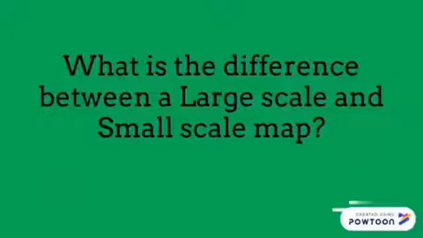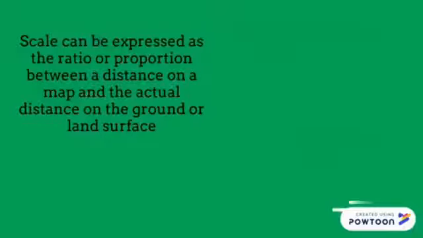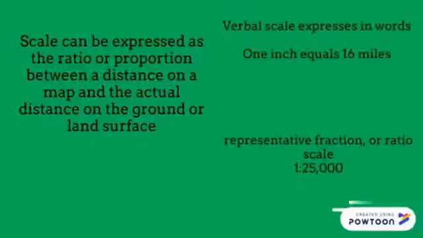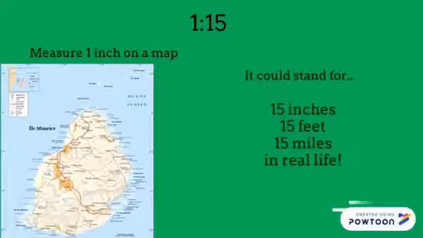Difference between a large scale and a small scale map. In an earlier video I spoke about scale, but to refresh your memory, scale is expressed as the ratio or proportion between a distance on a map and the actual distance on the ground or land surface. For example, if the scale on a map is 1 to 15, that means that when you measure 1 inch on the map, it could stand for 15 inches, feet, or miles in real life.